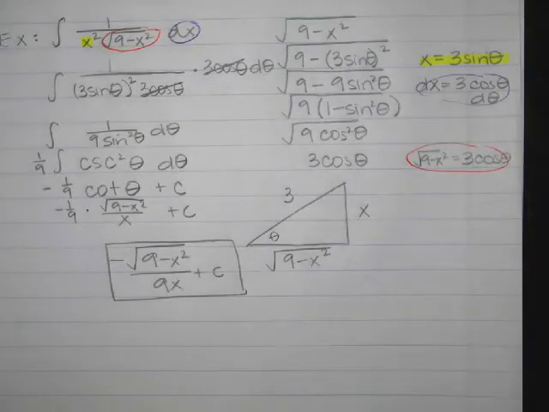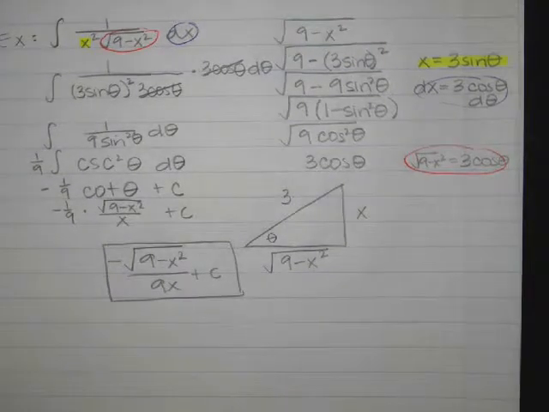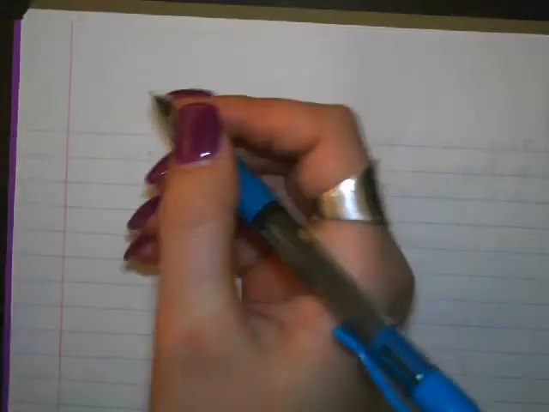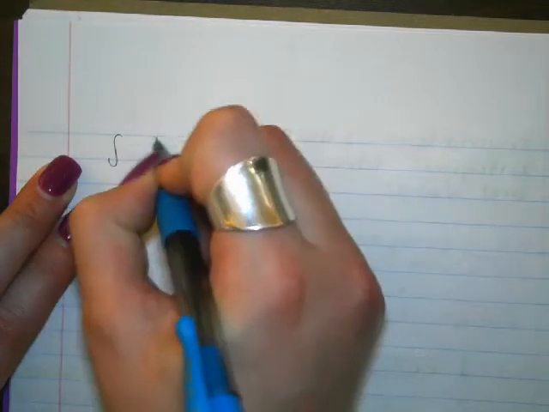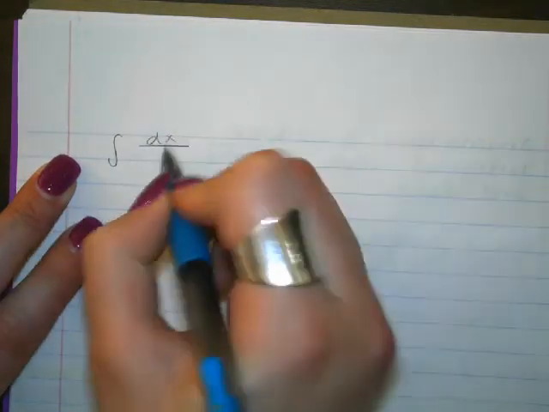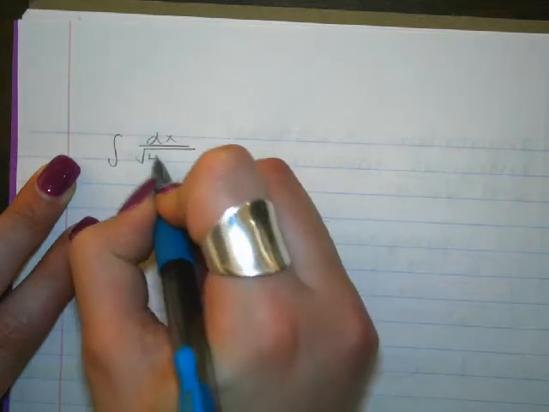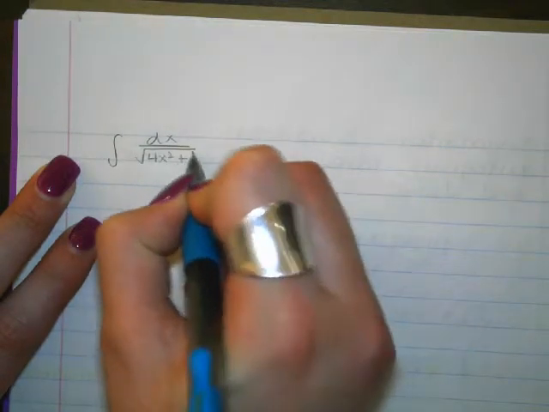Now do a million on your own. Shall we try another one together? Yes? Okay. I'm going to use a brownish sheet. So on this one, we have dx over square root of 4x squared plus 1.